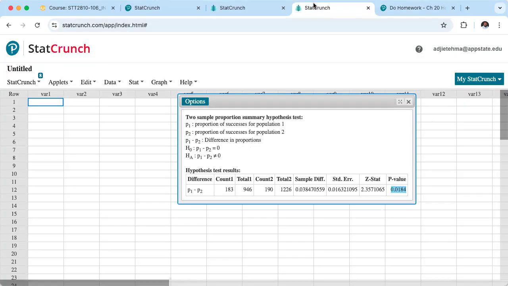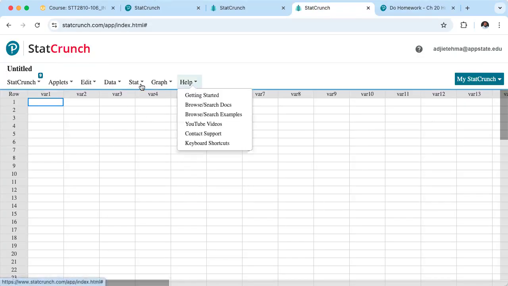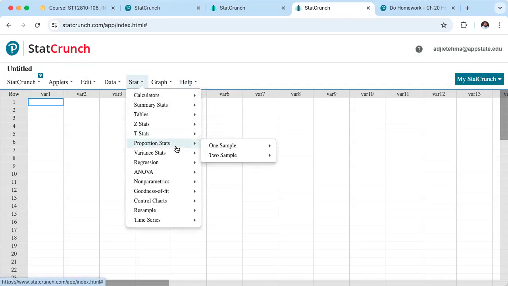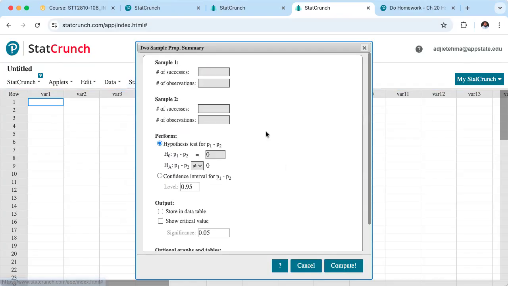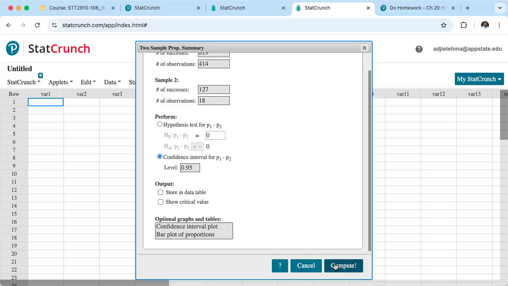So to do that, we go to StatCrunch, Stat, Proportion Stats, Two Sample with Summary. And then let's input our data. 819, 414, 127, and then 18. So if we want the standard error, let's put the cursor on the confidence interval side and then try to compute that.